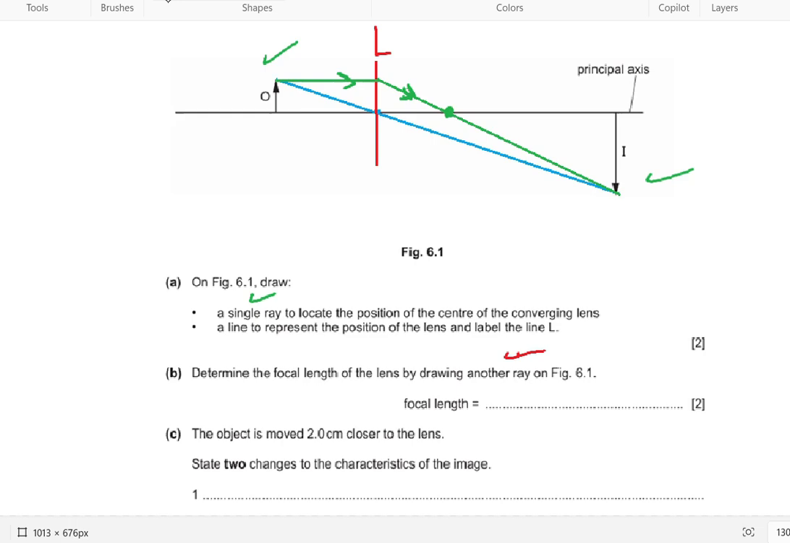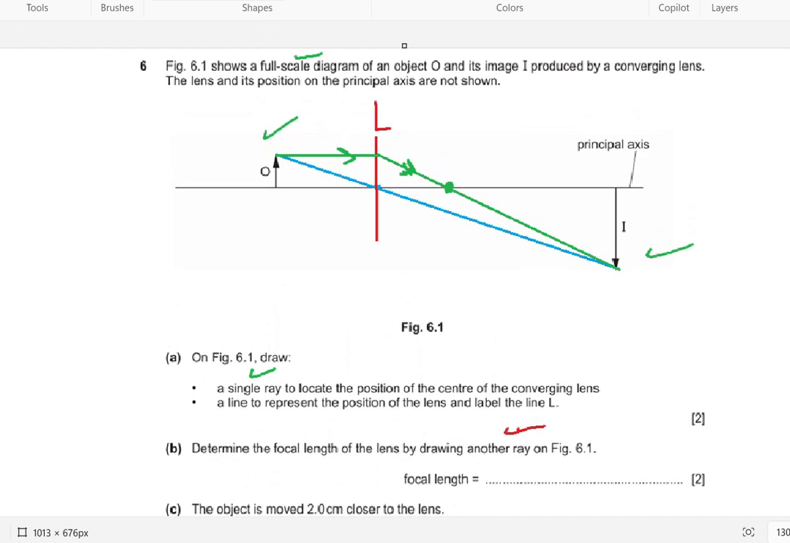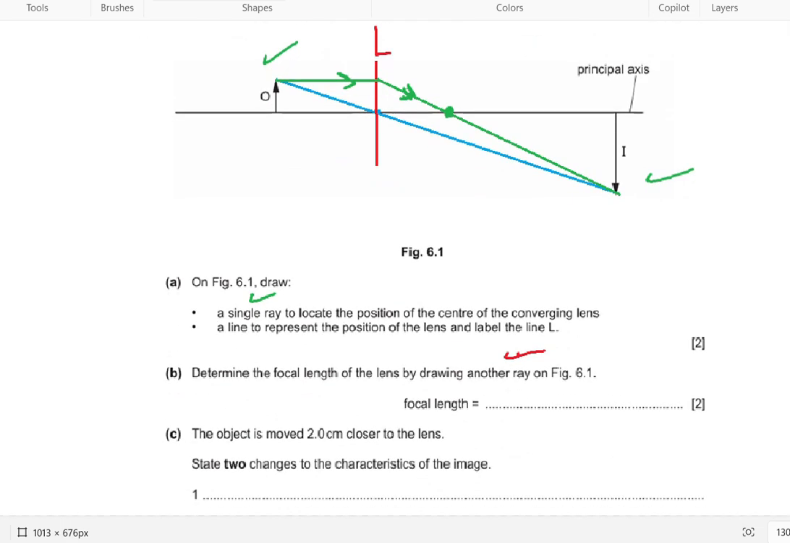Since this diagram is full scale, it means I can measure. I use a ruler, and if you measure it on the paper in front of you, it is going to be almost 2.1. You can measure it, it is going to be 2.1 centimeters.